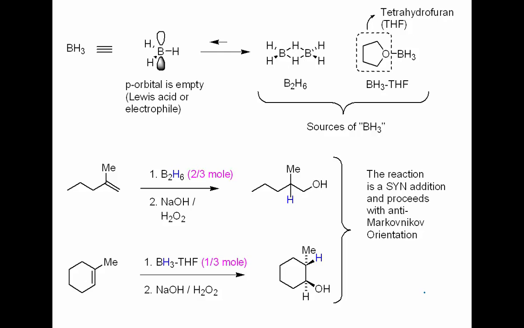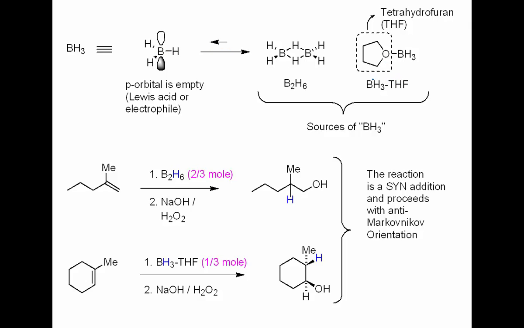This is going to involve use of the element boron. BH3, we've already discussed it. It's the simplest molecule we use to illustrate sp2 hybridization, and remember that it has an empty p orbital which can act as a Lewis acid or an electrophile. Okay, BH3 is an unstable compound. It actually dimerizes to form this compound B2H6, which is a much more stable compound, but B2H6 is in equilibrium with two BH3 molecules.